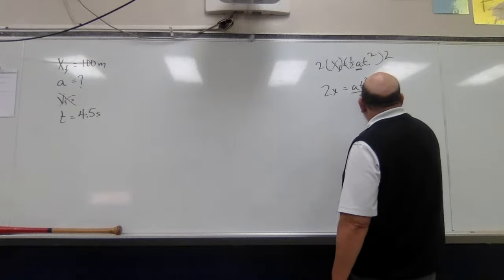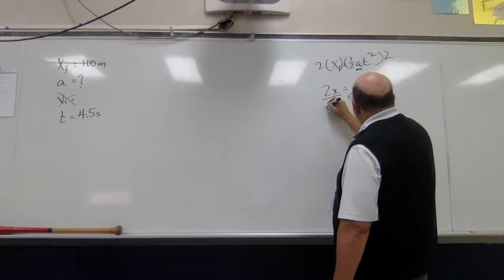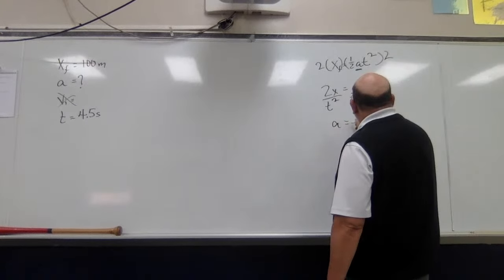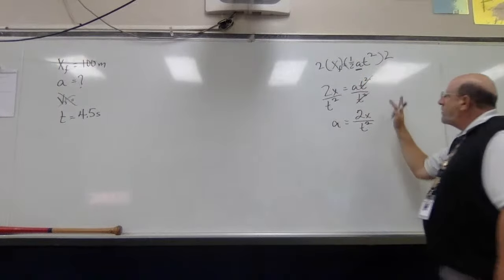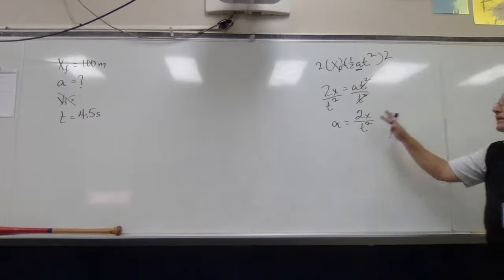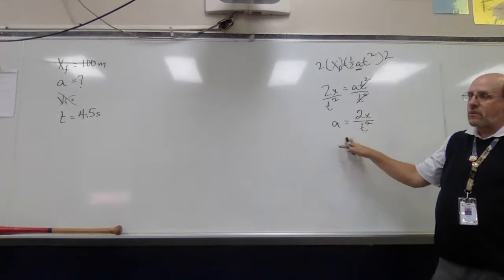How do I get a by itself? I divide by t squared. So a is equal to 2 times the distance divided by the time squared. So I've rewritten this formula and solved for acceleration.